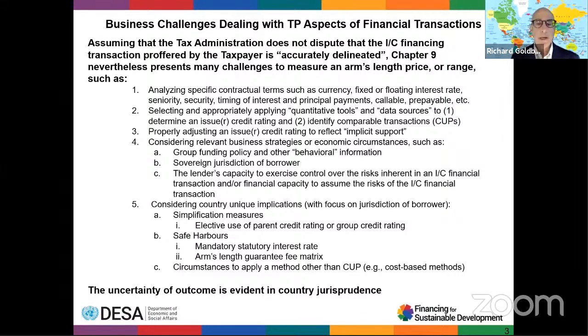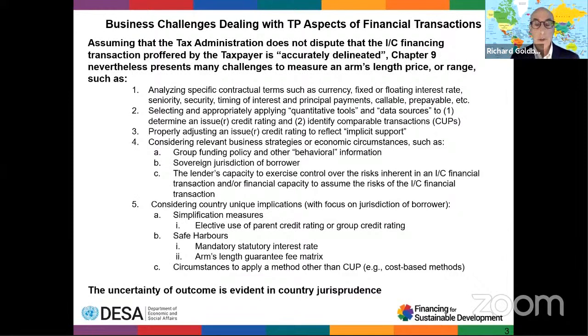Item number 4 identifies other economic circumstances that may potentially impact an arm's length pricing analysis. For example, to what extent should a group funding policy influence a tax administration to adjust or tweak the stated terms of an intercompany financing transaction? Group funding policy generally applies to external funding of a group as a whole, and not so much to internal funding policies. However, should a company have a group funding policy which also governs intercompany financial transactions, would it be appropriate for a tax administration to modify the specified terms of the contractual intercompany loan agreement?